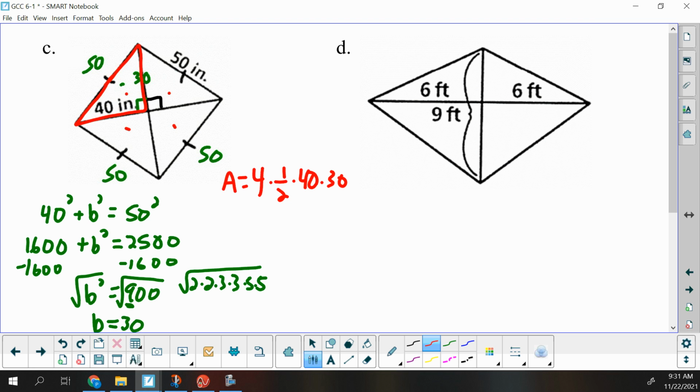Well, 4 times 1/2 just gives us 2. 40 times 30, 4 times 3 is 12, and then tack on the 2 zeros. 2 times 12 is 24, and tack on the 2 zeros. And then our units we would have is inches squared.